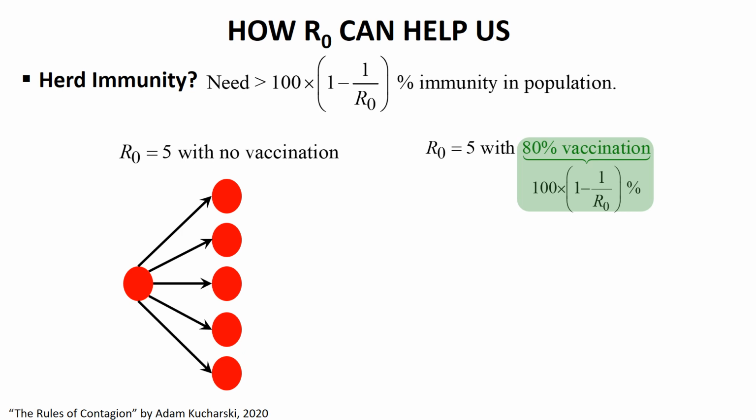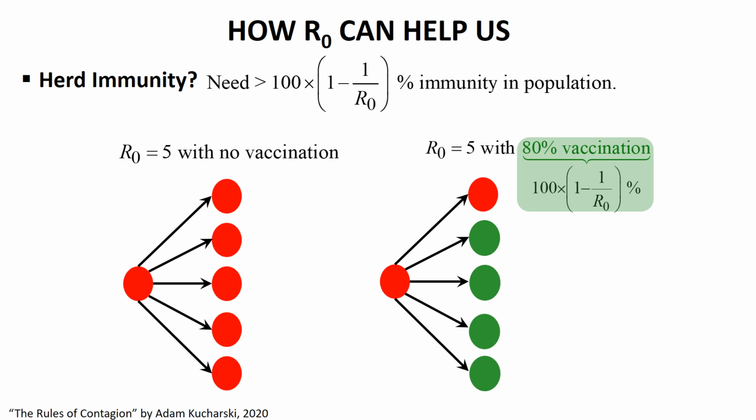So how does that work? There's the one red circle on the left, and it's going to infect 5 others. If you take 80% of 5, you get 4 who are vaccinated. So 4 out of 5 cannot be infected, and only 1 can now be infected. That gives you an effective R0 of 1.